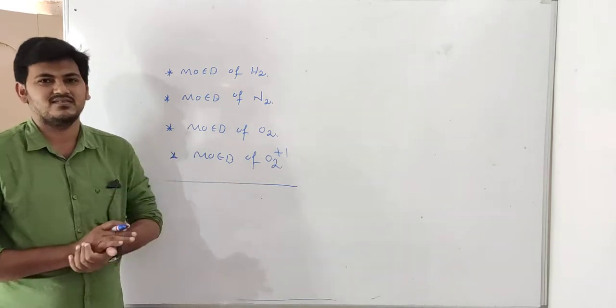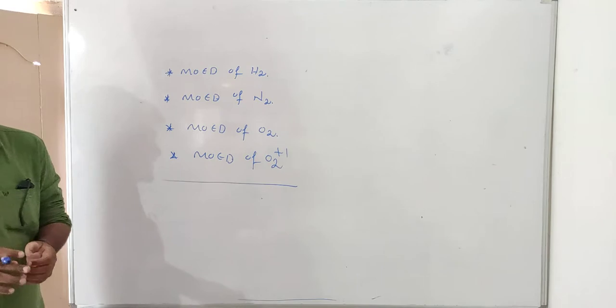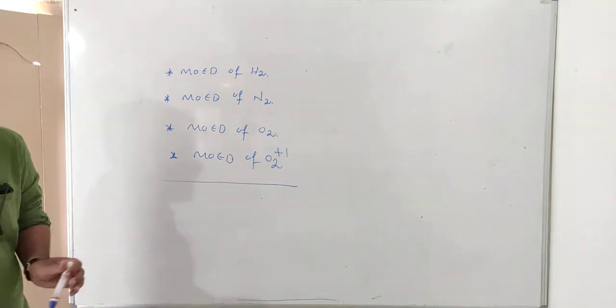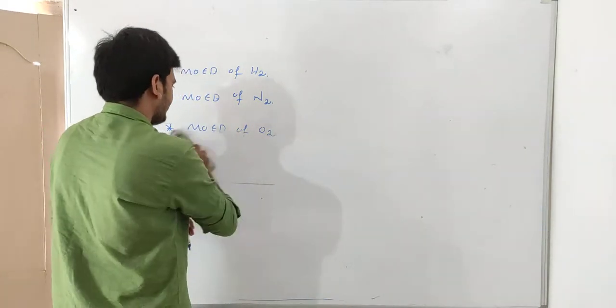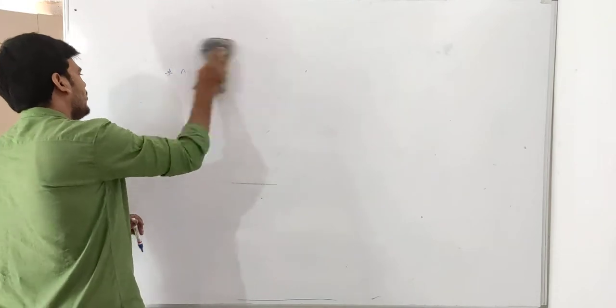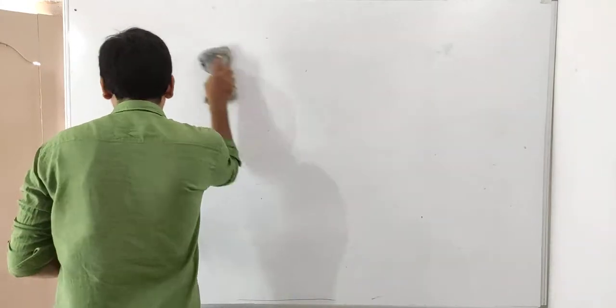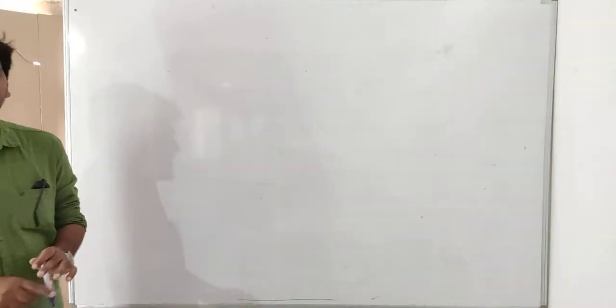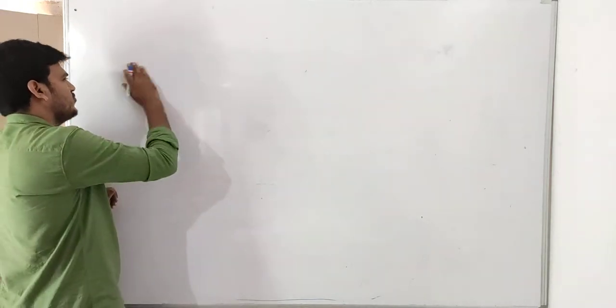completed in previous classes. So the next heading is MOED of O2 minus 1, the molecular orbital energy level diagram of O2 minus 1.